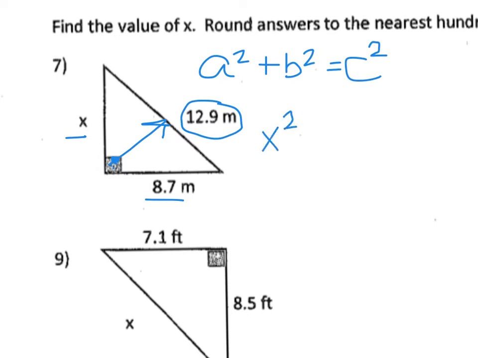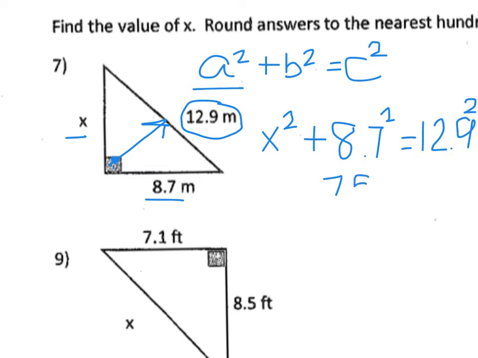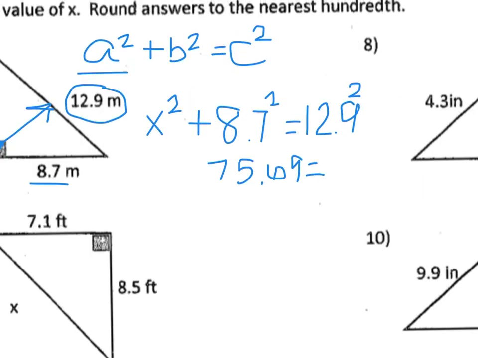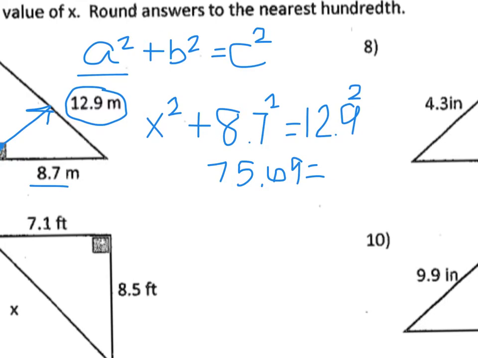So we can say x squared, which I'm just indicating as my a, plus 8.7 squared equals 12.9 squared. So I'm just going to plug all those into my calculator. So 8.7 squared is 75.69, and 12.9 squared is 166.41, and bring down this x squared.